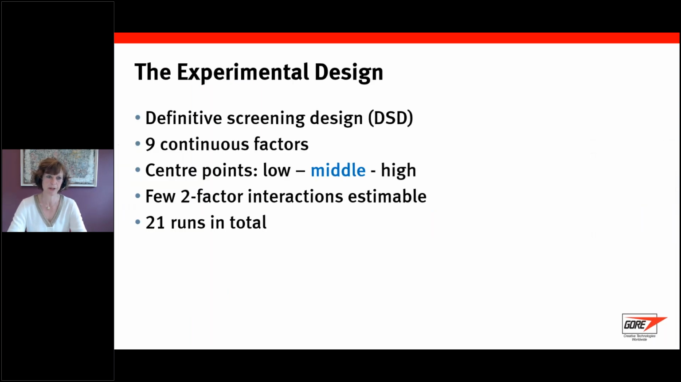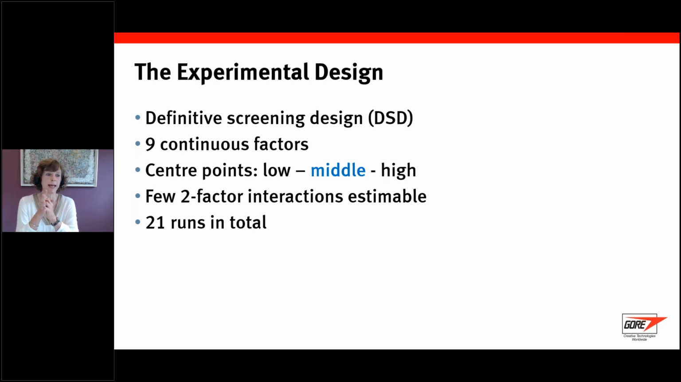At that time, I had heard about the definitive screening designs, and you know already, those have the center points, so not only a low and a high level of a factor, not just the extremes, but also a point in the middle. And for engineers and scientists, this is very attractive.